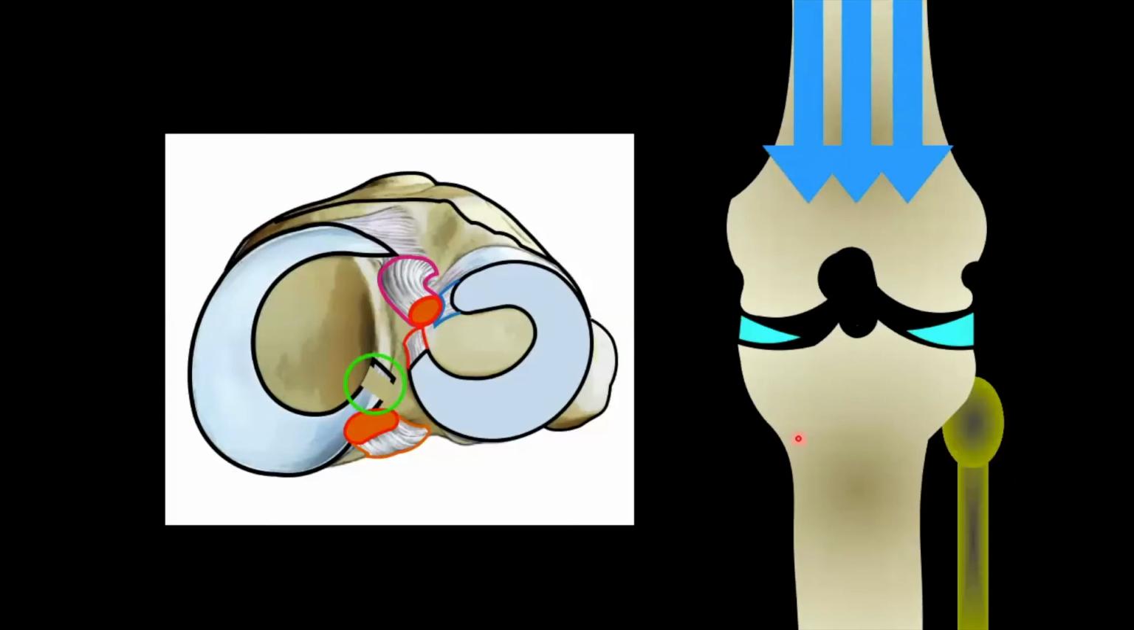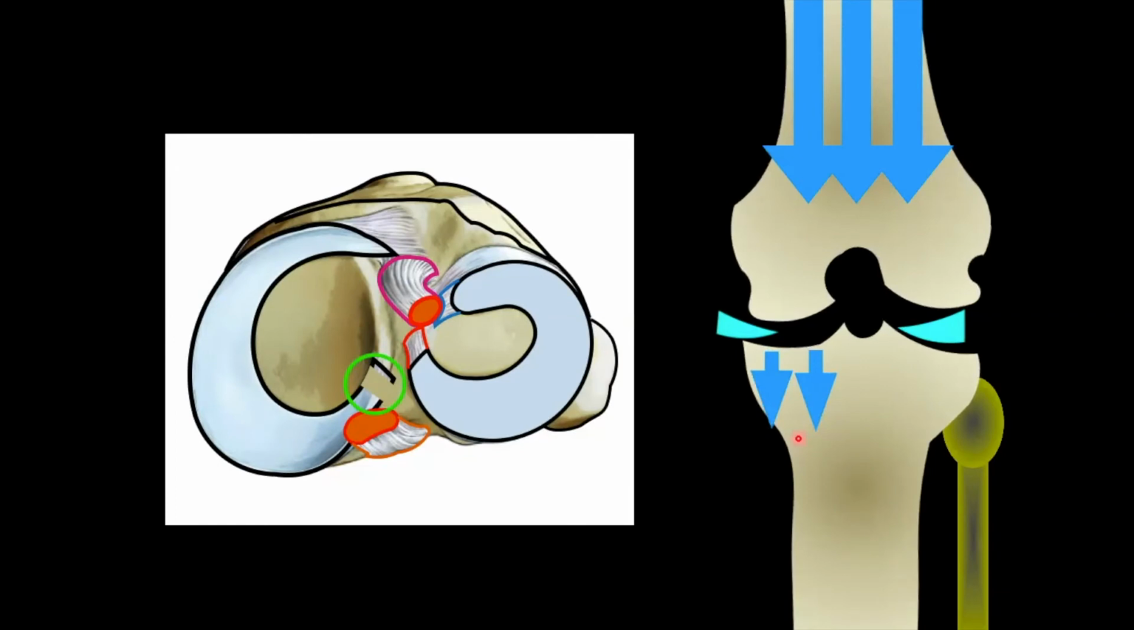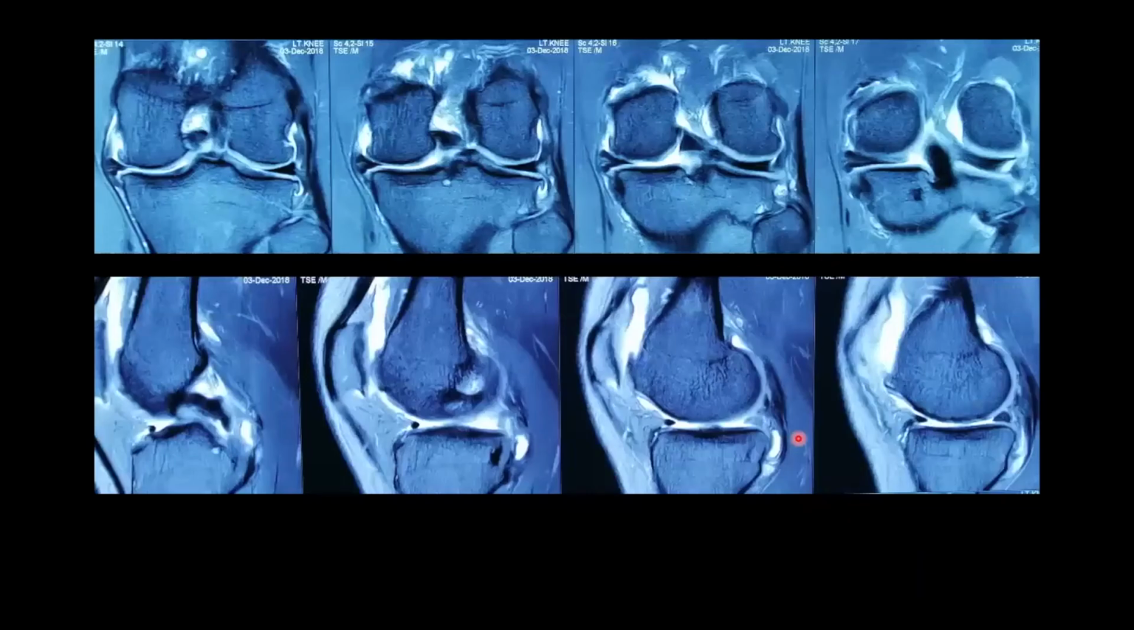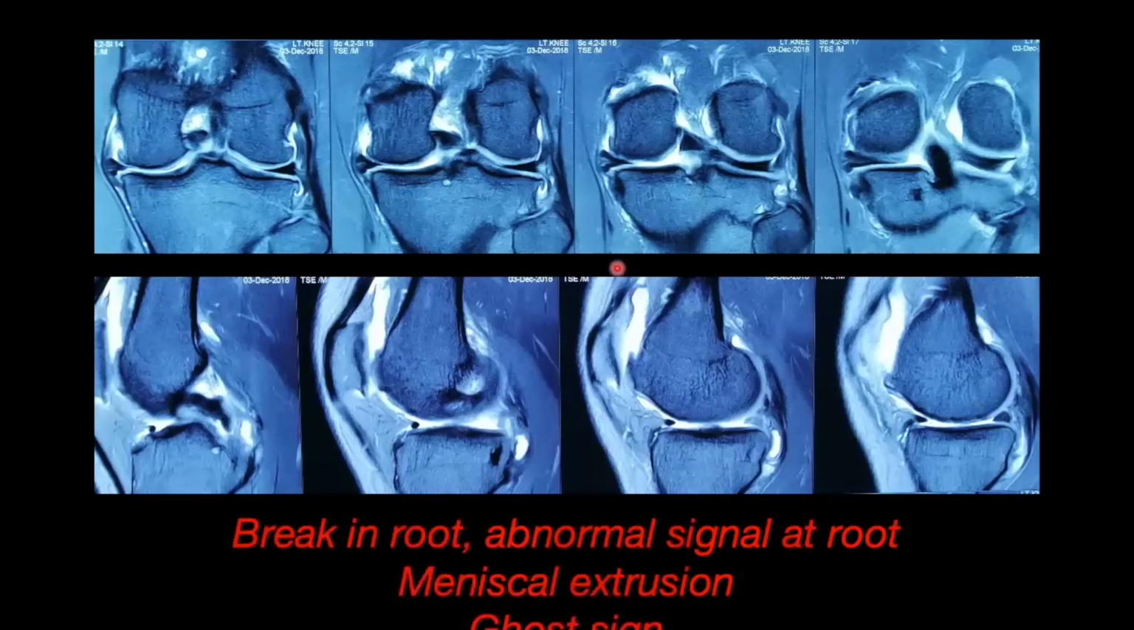But when there is a tear of the root, that is the complete radial tear, the force is transmitted from the femur, but as there is a complete radial tear, there is no more hoop stress in that particular meniscus, so the meniscus is extruded outside, and more of the force is concentrated over that particular compartment, thus leading to early osteoarthritis and later bony changes. This is the MRI picture showing extrusion of meniscus, absence of meniscal root shadow, and ghost sign. That is, the meniscus normally seen is not seen over here. That is the ghost sign.